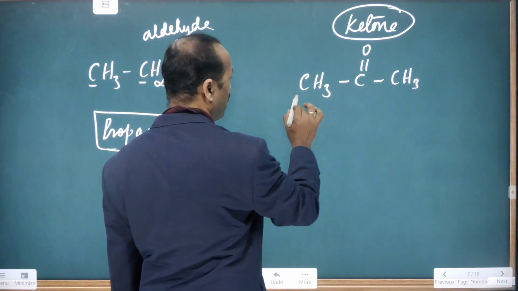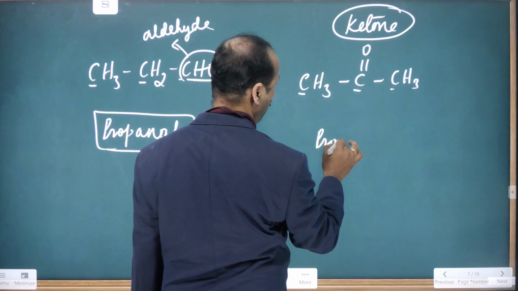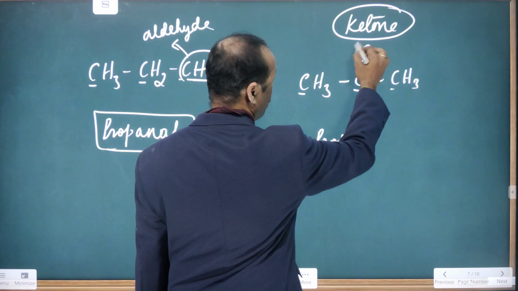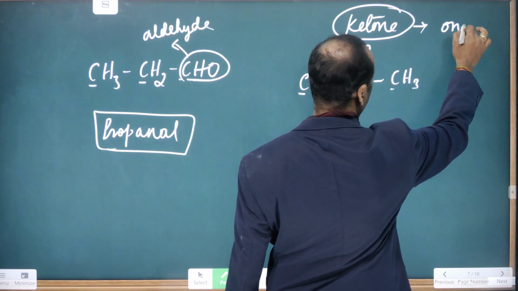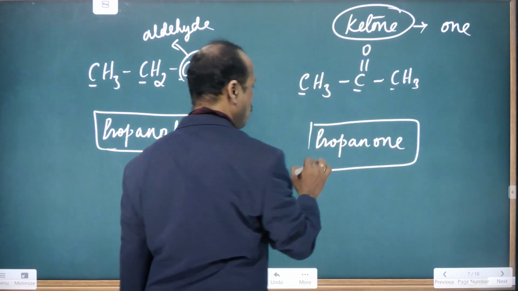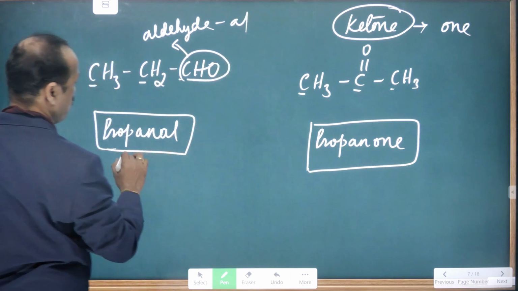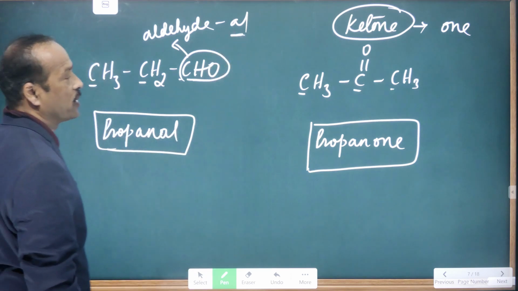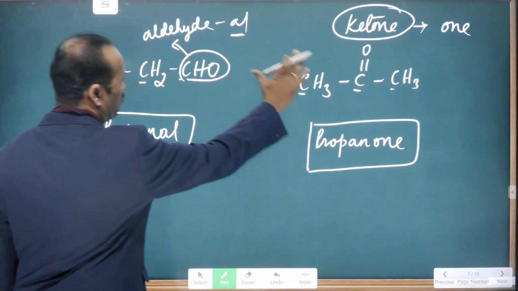Now how many carbons are there? 1, 2, 3. So 3 is prop. Between the carbons, which bond is there? Single bond, ane. But for ketone, what is the suffix? One, O-N-E. So the name of this one is propanone. And the other one is propanal. For aldehyde, the suffix is al. For ketone, the suffix is one. These are different functional groups.